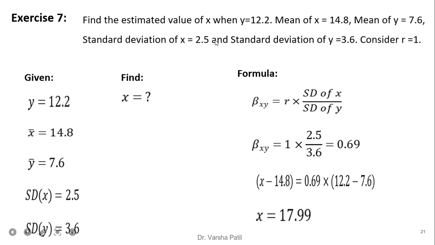So here you should not make the mistake about what has been given and how to use this formula. You have to remember when you are using the formula bxy or byx, and the rest of the things are very easy to calculate. So we are getting the value x equal to 17.99 when y is equal to 12.2.